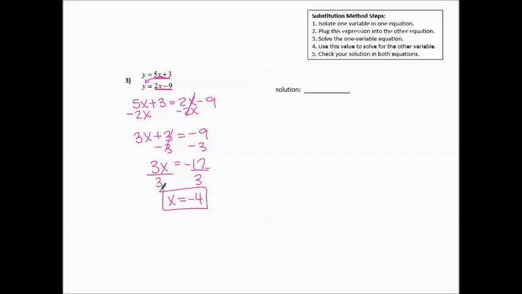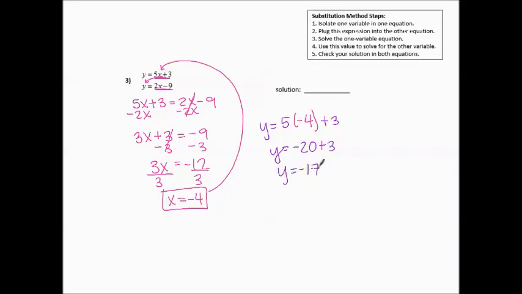And once I have my x value, remember I can go and plug it in. So I'm going to do y equals 5 times negative 4 plus 3. So y is equal to negative 20 plus 3. Y is equal to negative 17. So when I write my coordinate, I always write x and then y. My solution is (negative 4, negative 17).